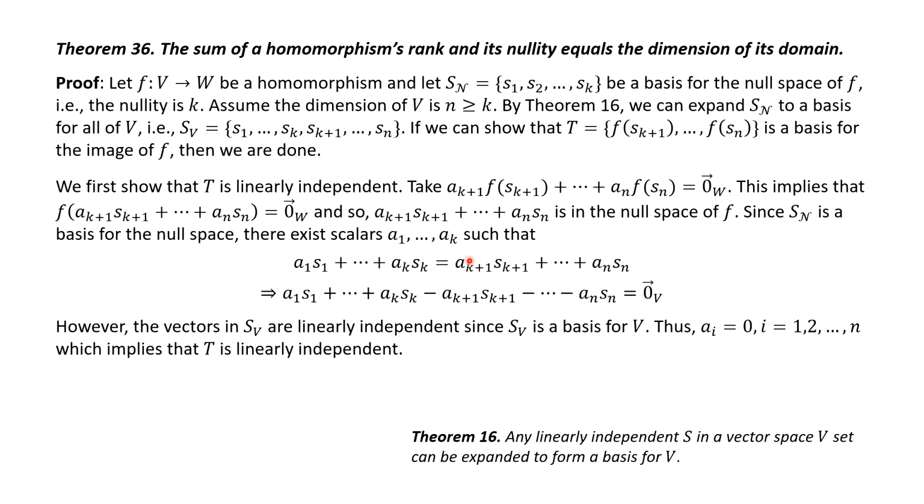And then we can just take all these terms on the right and subtract them on both sides, and we get this expression here. However, the vectors in S sub V are linearly independent since S sub V is a basis for V. Thus, a sub i equals 0 for i equals 1, 2, 3 up to n, which implies that T is linearly independent. So let's continue on the next slide.